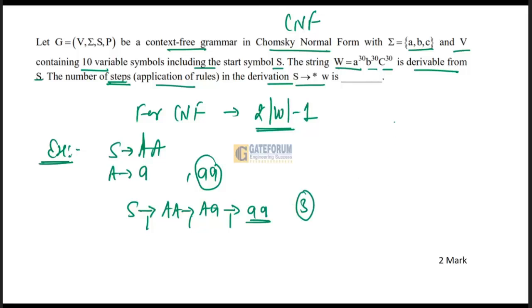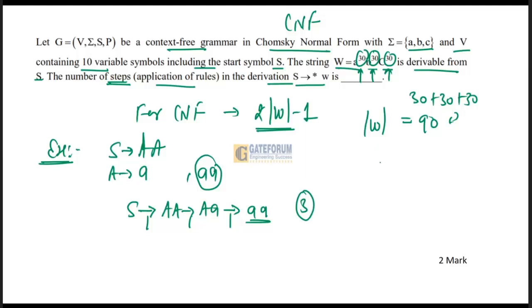Now, here if you can see the summation of W, it is already given in the question that 30, 30, 30. So we will require 30 steps for generating this A, 30 steps for generating this B, and 30 steps for generating this C, because it will process one letter at a time. So it is nothing but 30 plus 30 plus 30, that is 90.